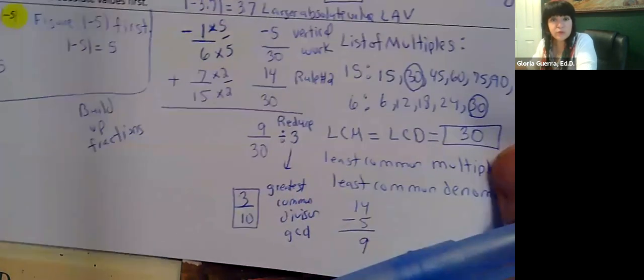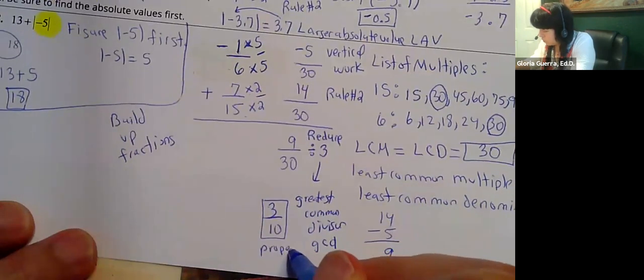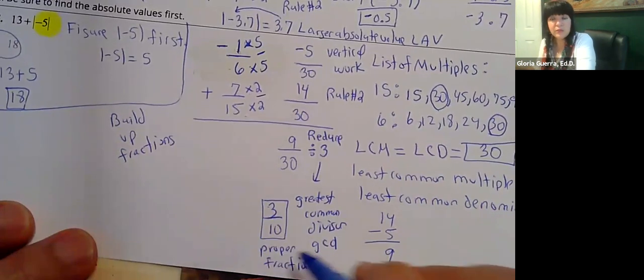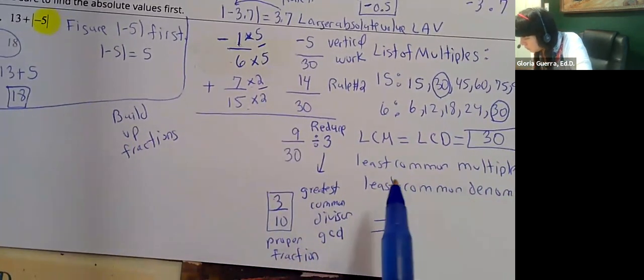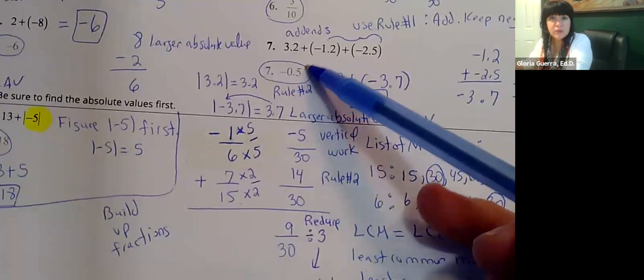And that's lowest terms. That's a proper, it's called a proper fraction. And that's in lowest terms. And that would be your answer. And you see, if you go back over here and look, they had 3/10 there.